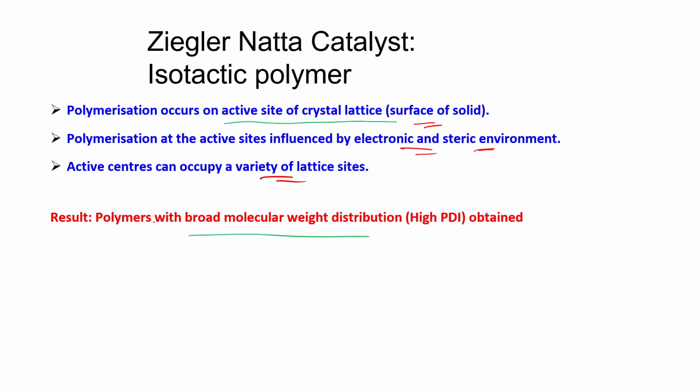It's one of the reasons why the Ziegler-Natta catalyst is very popular, because you can get high molecular weight polymers, which is not possible with normal radical, anionic or cationic polymerization. That's why this is pretty efficient when you need high molecular weight.